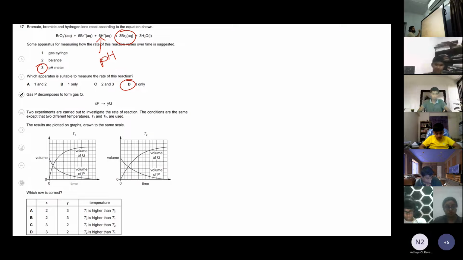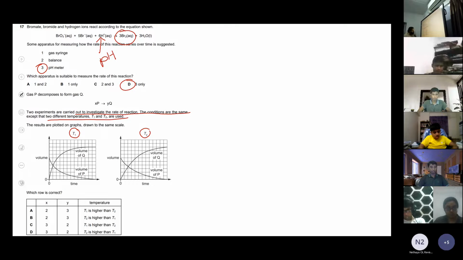They say 2 experiments are carried out to investigate the rate of reaction. Different temperatures T1 and T2 are used. Temperature is affecting only the rate of reaction. In the graph, rate is the gradient. Understood? In the graph, rate is the gradient. If you increase the temperature, the gradient increases. If you decrease the temperature, the gradient decreases.